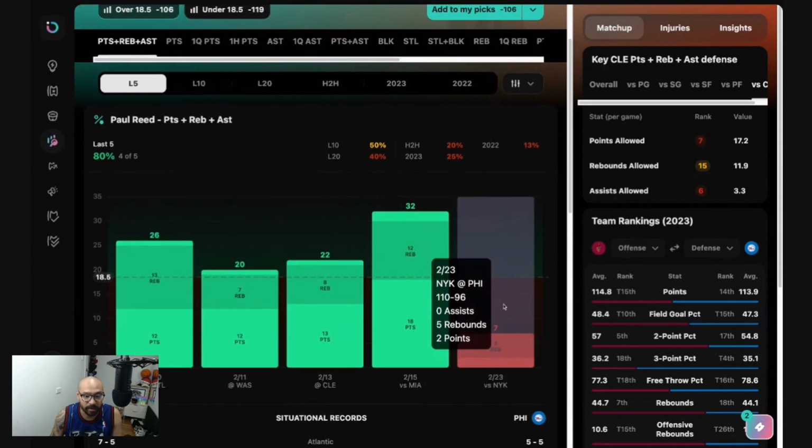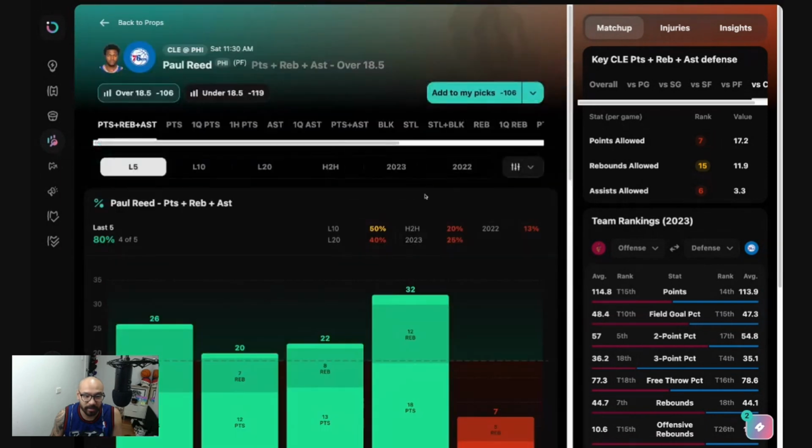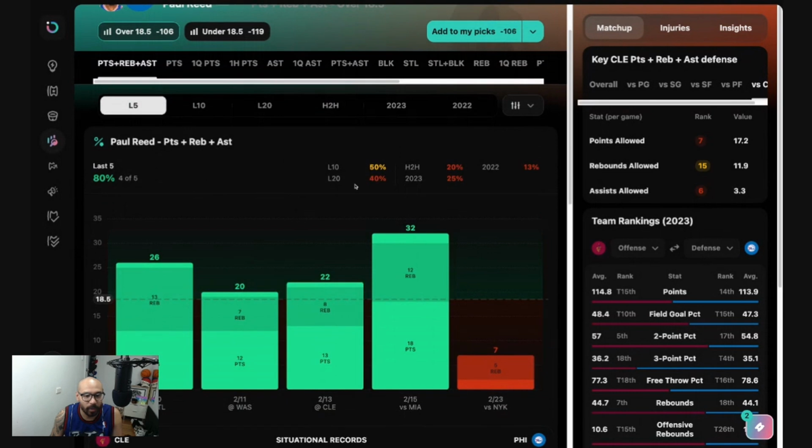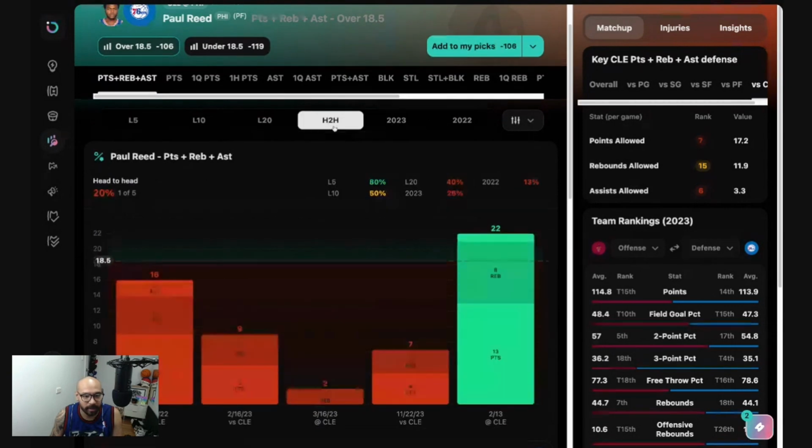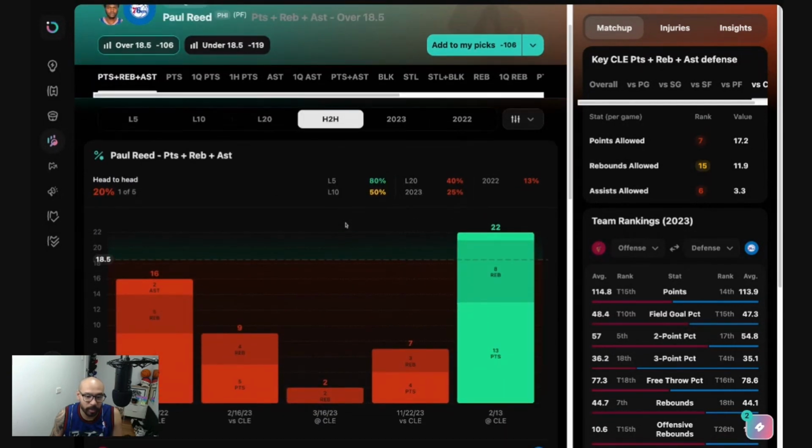And that was today. And today, he played 22 minutes. 22 minutes, a little bit low. So he was killing it prior to the break. He's come back, had a quiet game against the Knicks. Looking at head-to-head matchups, he had 22 PRA in his last game against Cleveland. 13 points, 8 rebounds, and 1 assist.